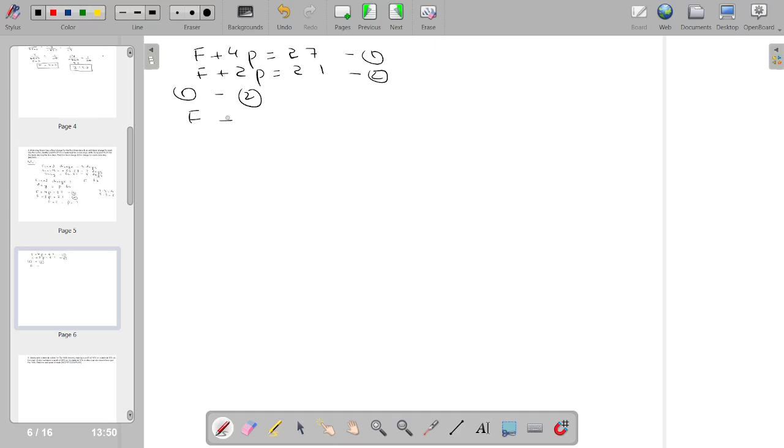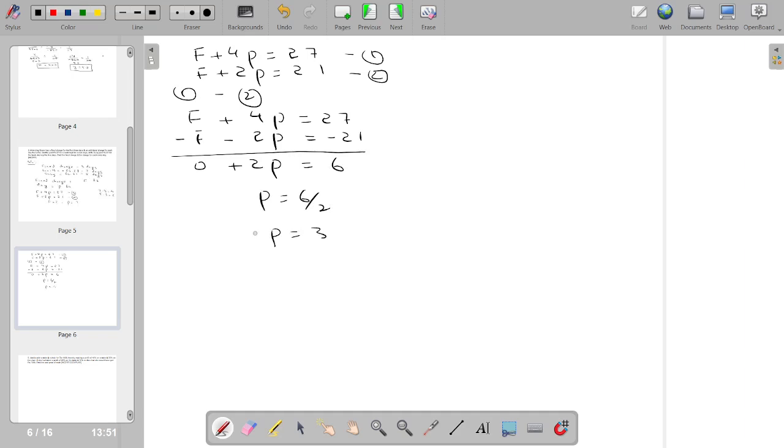So F plus 4p is equal to 27. Since we are doing minus, the signs of equation 2 change: minus F minus 2p minus 21. So F minus F is 0, because I am eliminating F. 4p minus 2p is 2p. 27 minus 21 is 6. P is equal to 6 by 2, so P is equal to 3. So the price per day is 3 rupees.